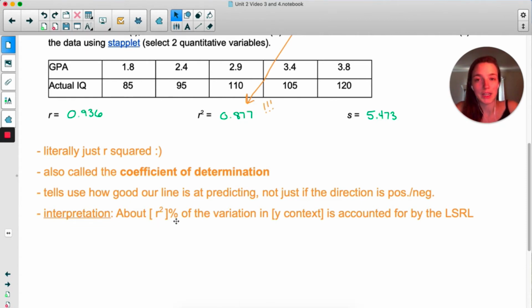About blank percent, or R squared percent, of the variation in Y, and include context, is accounted for by the least squares regression line. You could also say explained by the least squares regression line. So in our case, we would say about 87.7% of the variation in actual IQ is explained by the least squares regression line. Now let's take a moment and see what that means, where that's coming from.